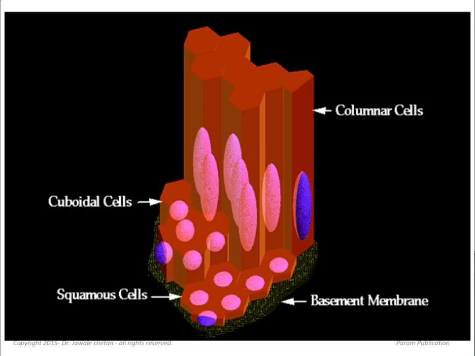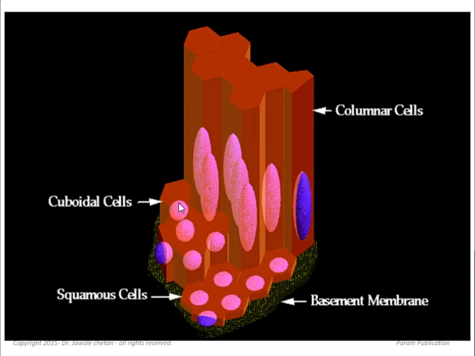You can see they are hexagonal-shaped cells, but they are very flat. They are so flat that you can see the bulging of the nucleus on these cells. Thereafter, cuboidal cells. Here you can see these cuboidal cells. The shape of the cell is like a cube, and they are all arranged in one layer. Here also the squamous cells are arranged in one layer.